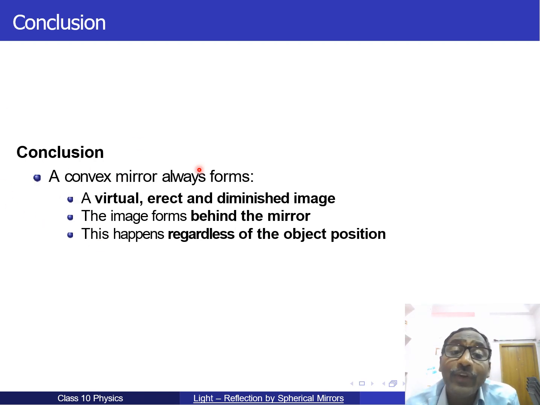Conclusion: a convex mirror always forms a virtual, erect and diminished image. What is our conclusion? A convex mirror always forms a virtual, erect and diminished image. The image forms behind the mirror. This happens regardless of the object position.